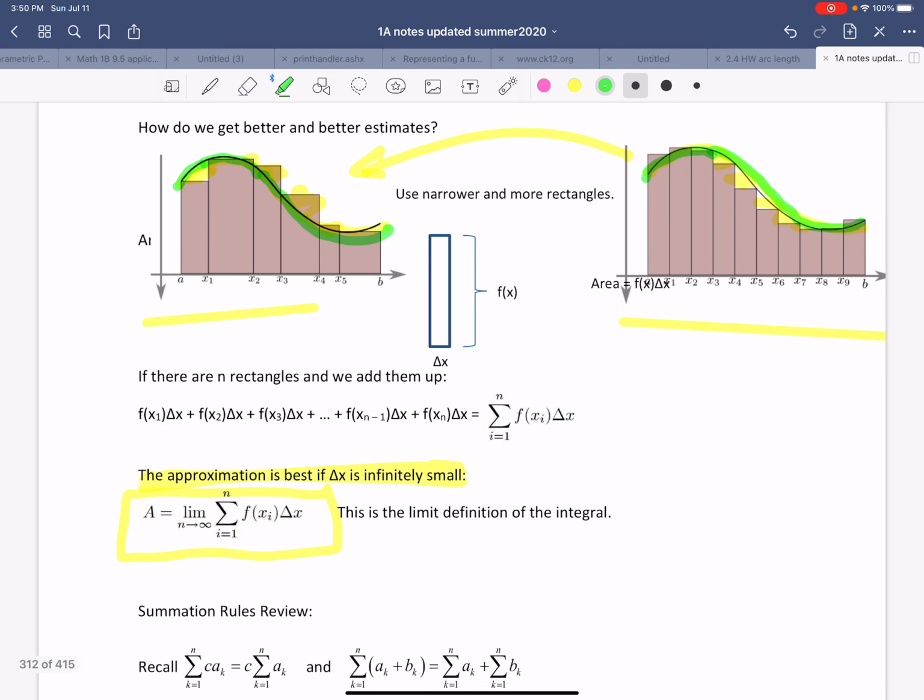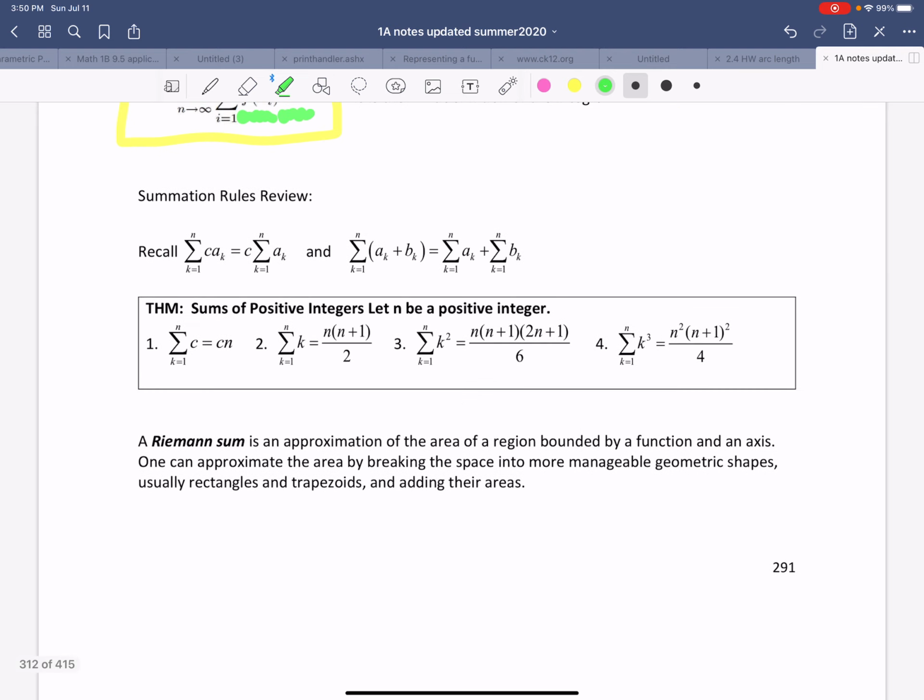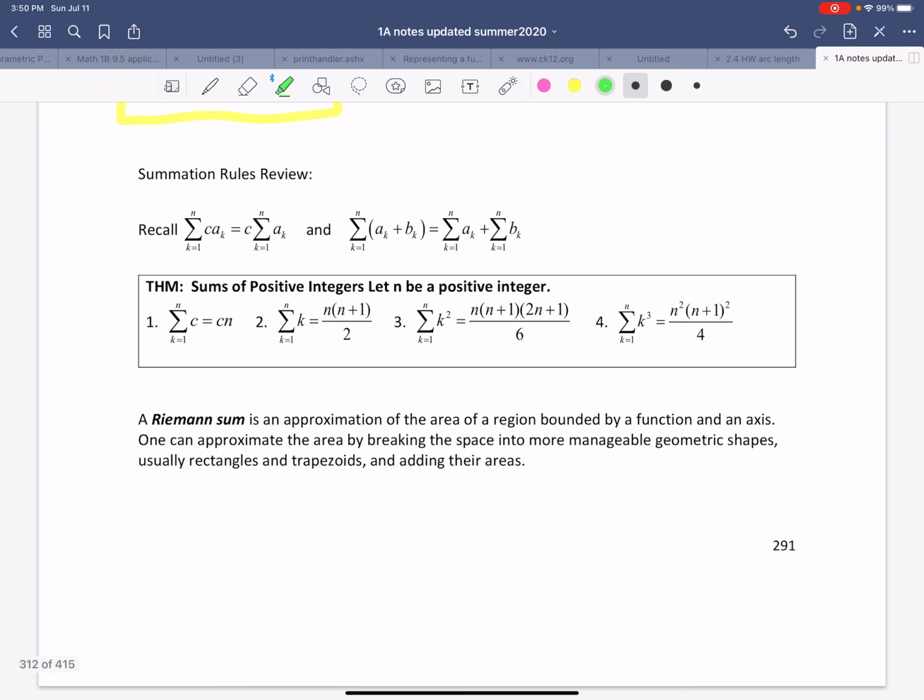So we can express the area under the curve as a definite integral or limit of the Riemann sum: limit as n goes to infinity, meaning we have infinite rectangles, summation i equals 1 to n, f of x_i, which is the height of each rectangle, times delta x, the width of each rectangle. And the width doesn't even have to be the same for these rectangles.